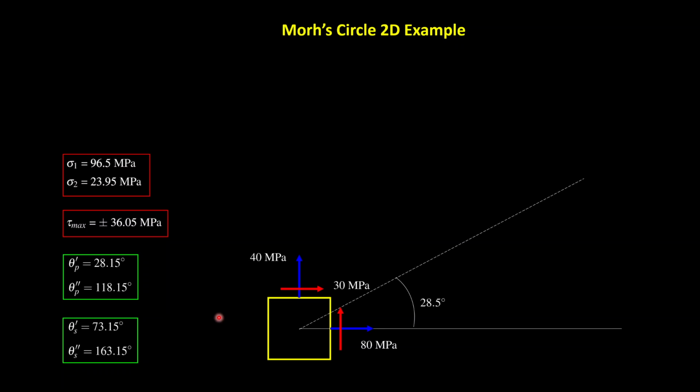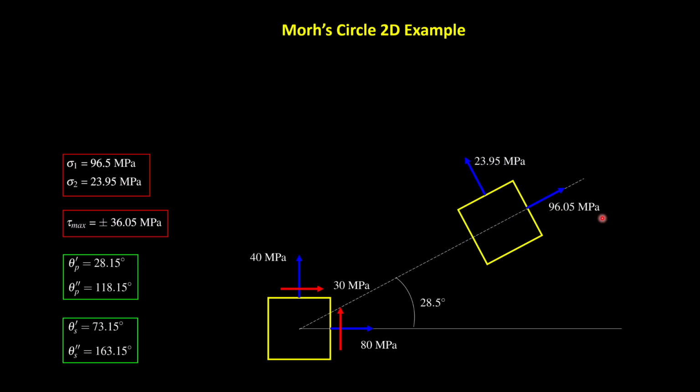So let me bring the planar element I had in the beginning to represent where my principal stresses are going to occur. I need to rotate this planar element by a certain angle. In this case, we said it was 28.15, not 5 here. So another mistake here.